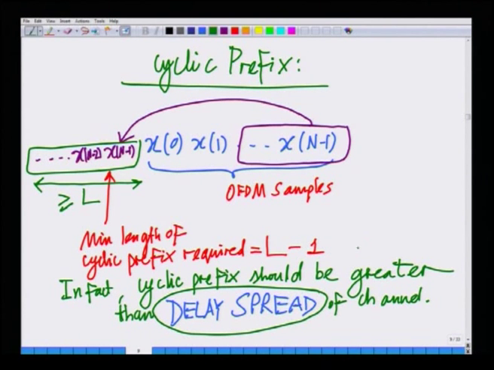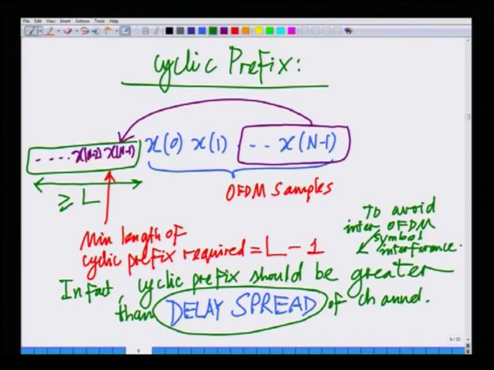So, this is to avoid inter OFDM symbol interference.